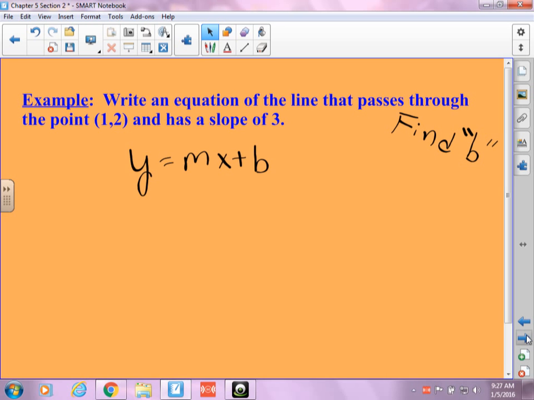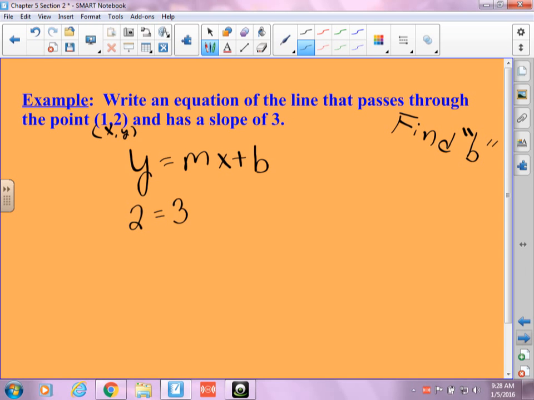So this is how we're going to do it. Notice the ordered pair, 1 is my x and 2 is my y. So I'm going to use those. I'm going to take my 2, which is my y, and plug it in my equation. I'm going to take the m out and put in 3.